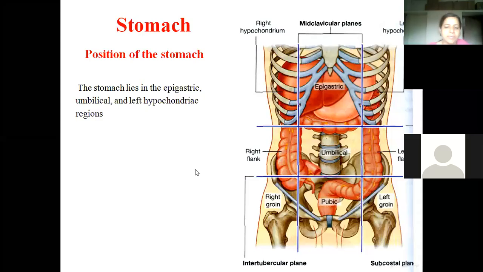So let's start with the stomach. Where do we see the stomach? Basically, in the abdomen we have 9 regions, as the lines are representing here. So what are the various 9 regions we have?